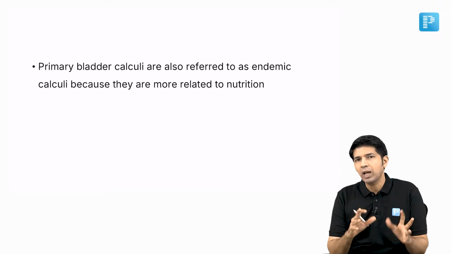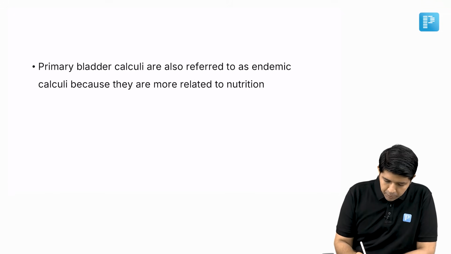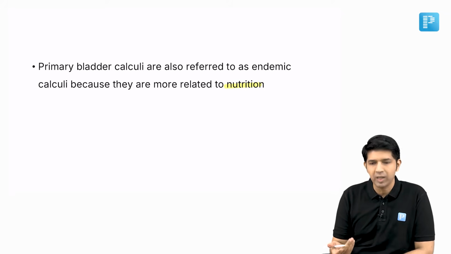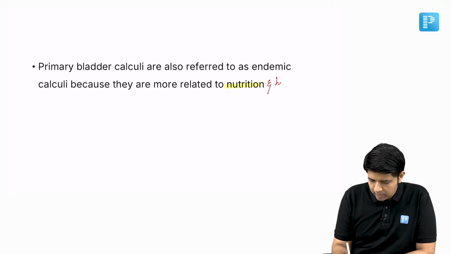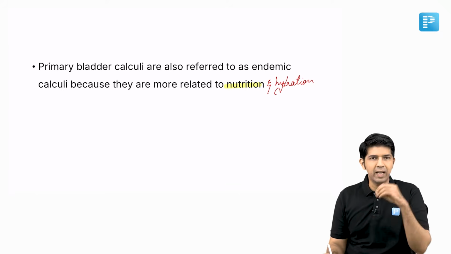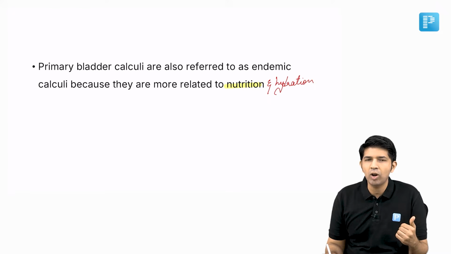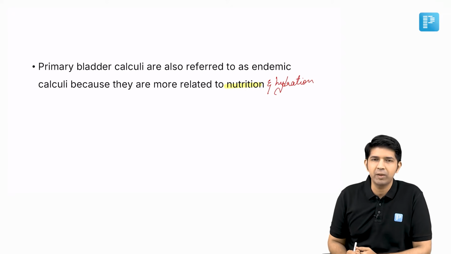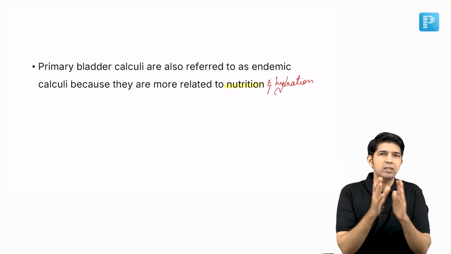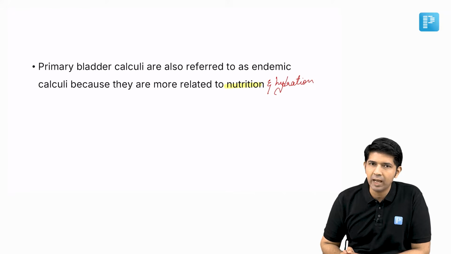Okay. Now this primary bladder calculi, I told you there is no obvious cause as to why the stone forms. So one of the hypotheses is that it is probably because of some issue with the nutrition and the hydration. That means because of loss of certain elements in the diet, or the patient is not hydrating themselves adequately. That was one of the reasons why they thought that is the cause for your primary bladder calculi.